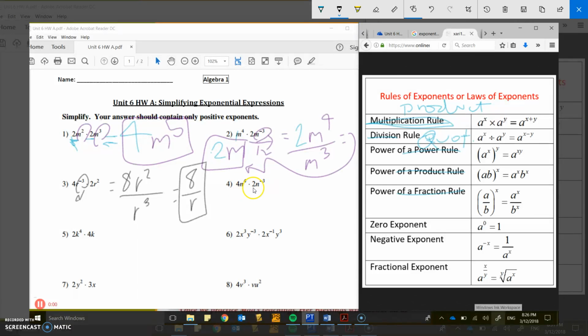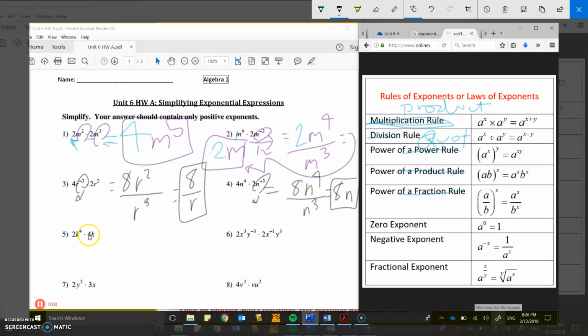Next, 4 times 2, 8. 4 n's on top. Negative rule brings it down. Cross, cross, cross. 8. Oops. The 1 is going to be left over on the top because there's 4 on top, 3 on bottom. You get 8.